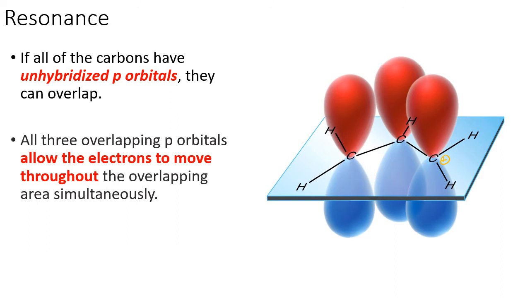And the electrons can actually move throughout this space right here. They can move throughout these unhybridized p orbitals. And so that is resonance. When those electrons can delocalize and move throughout those unhybridized p orbitals that lie above and below that plane, it allows them to pass throughout and not be localized in one location.